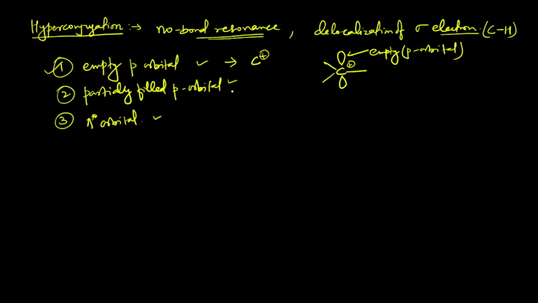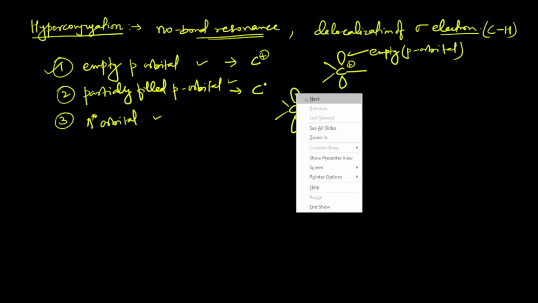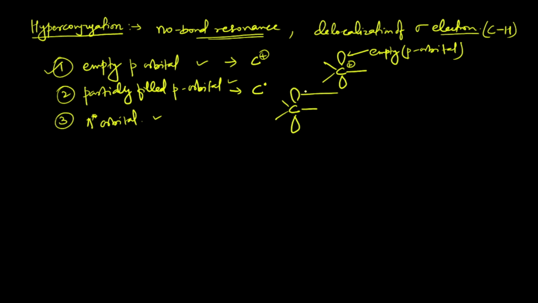And then partially filled p orbital, how it will work, it will be something like a carbon radical. So this also we can explain like, see, this is your sigma bond for your free radical, and that radical will be present over here in this p orbital. So your radical is available in this p orbital, so we call it a partially filled orbital. Which orbital? The p orbital.